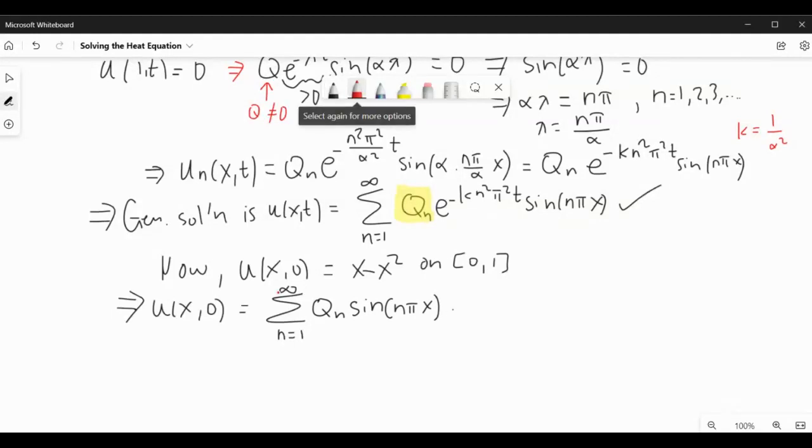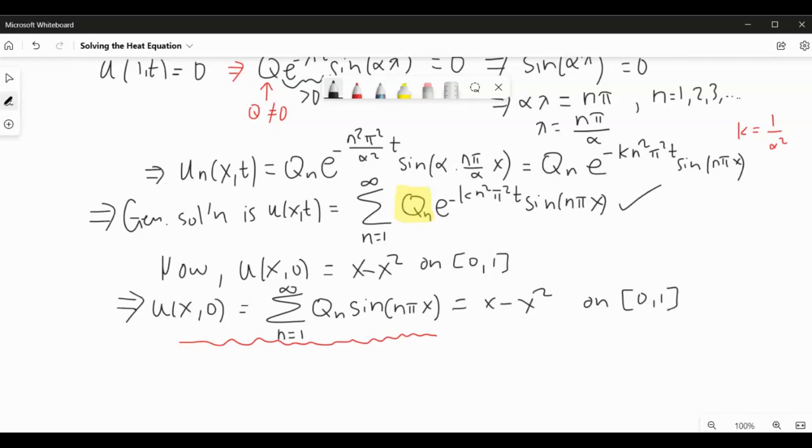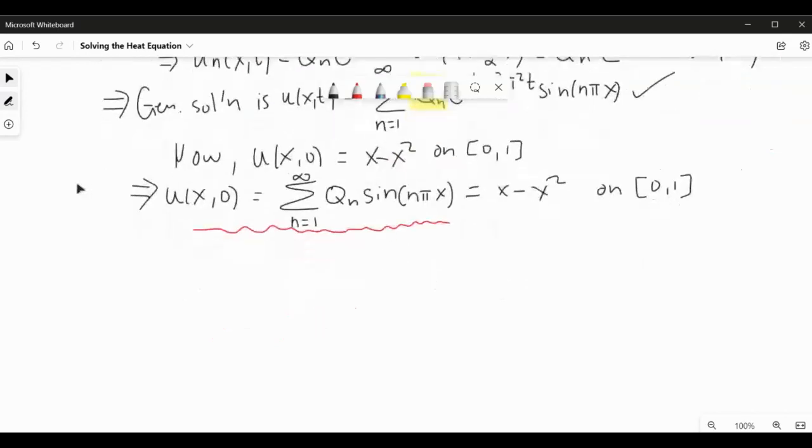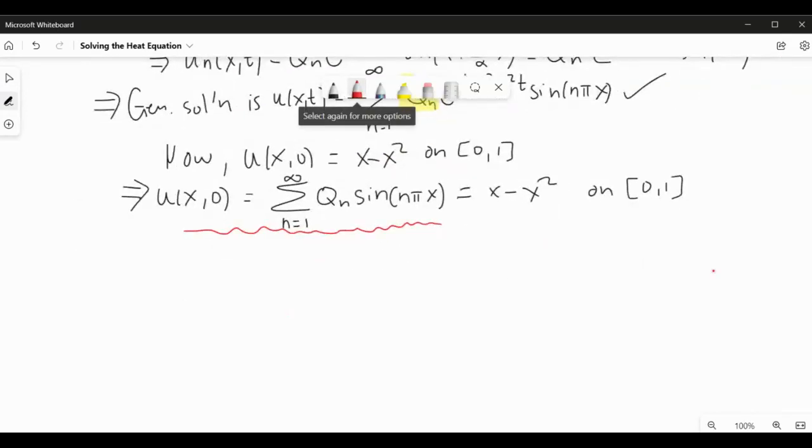All right, so this is where we continue our solution, and furthermore, we have to let this be equal to x minus x squared on 0, 1. Okay. And from here, we try to apply one very important fact about representing functions in terms of half-range Fourier sine series. So let's write that information down.